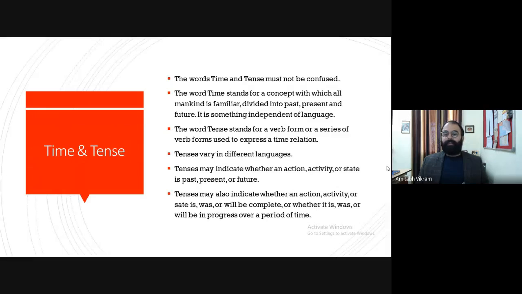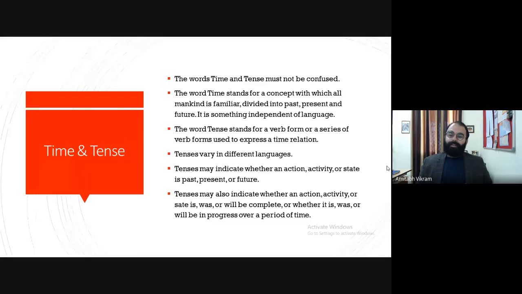Tenses vary in different languages. For example, in the English language, we have only two tenses: present and past. And the future time is expressed through modal auxiliary. So they say that tenses vary in different languages, but that is not the case in the Hindi language. In Hindi, we have three tenses. So this is the difference we are indicating, that across languages tenses vary.